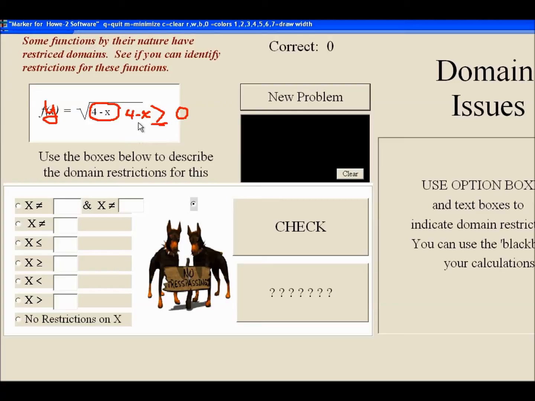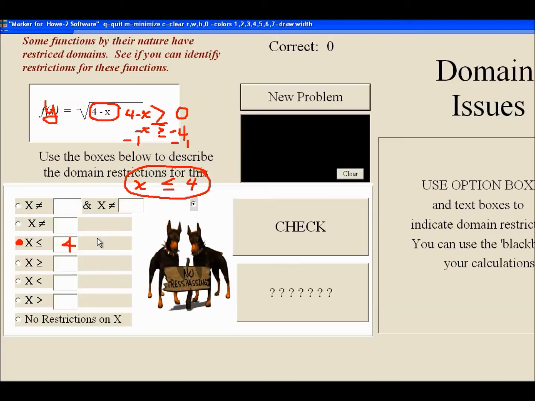So we subtract 4 from both sides, we get minus x is greater than or equal to negative 4. Now if I multiply both sides by negative 1, I hope you remember, I'm going to get an x on the left, and I'm going to get a 4 on the right. But it's not going to be greater than or equal to. It's going to be less than or equal to, because I had to do a switcheroo. So x has to be less than or equal to 4.